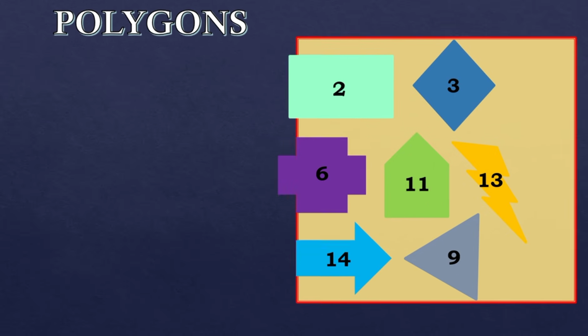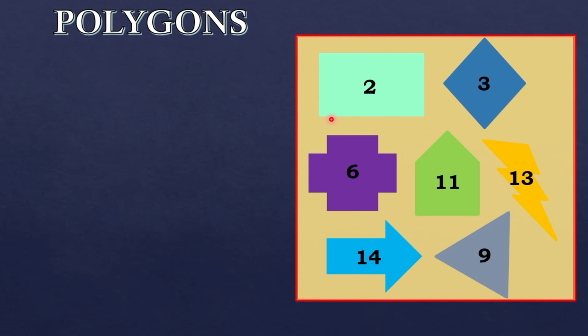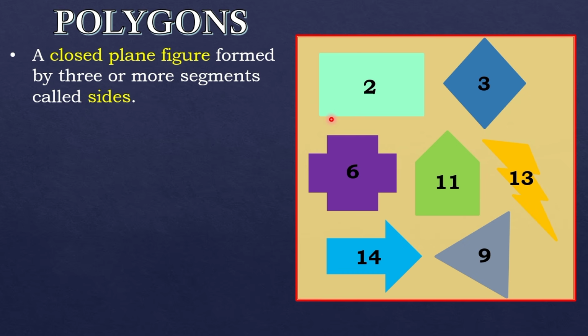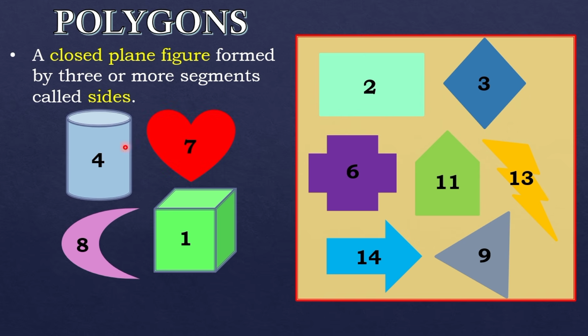Now, how will you know that the given figure or shape is a polygon? It must be a closed plane figure formed by 3 or more segments called sides. So, when we say polygon, it must be closed. Kanina, ito yung mga example natin sa not a polygon. So, bakit hindi kaya sila polygon? Based dito sa ating definition, it must be closed.